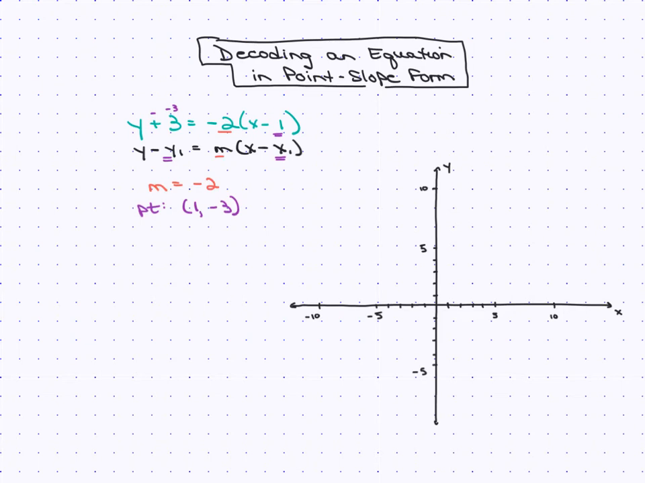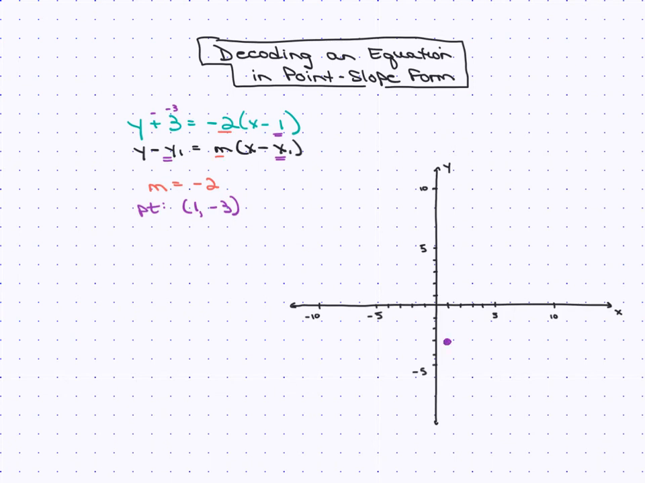Great. So I now have this information and maybe I want to graph this line. I know because my slope is -2, it's going to be a decreasing line and it will be more vertical than horizontal. I'm going to start with this point that I do know and plot that. So 1, -3 will bring me down here.